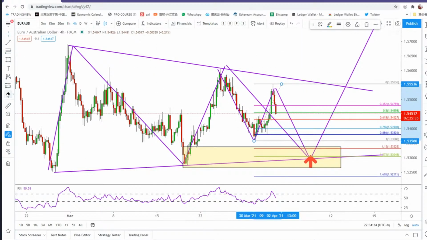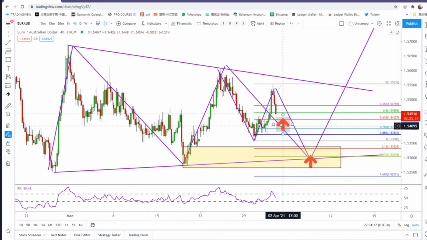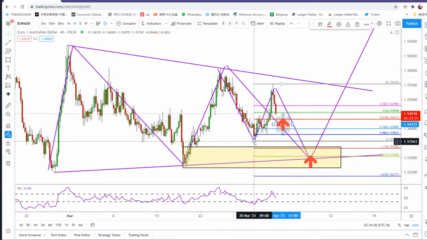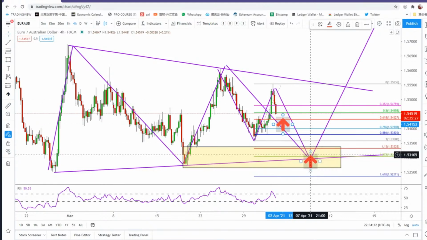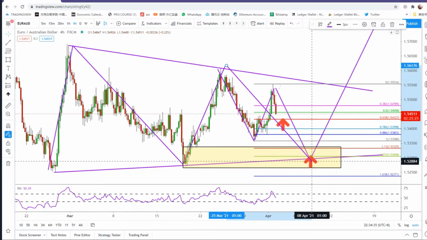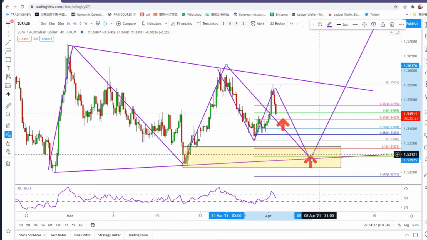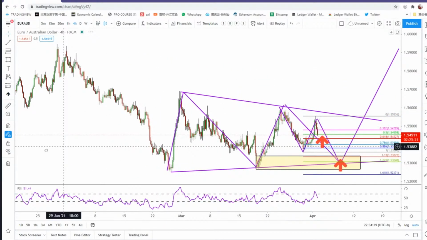Okay, so you can take a buy here. And then if the B point was closed below, just exit the trade and wait to buy at an even lower price. Personally, I feel 1.53 would be a good place to buy the Euro Aussie.